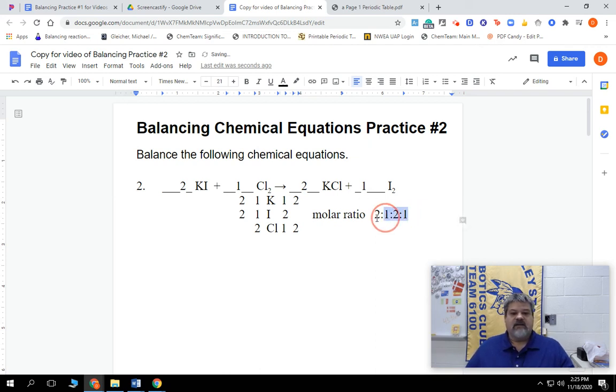I always, again, like to highlight it and take a last look at it. Can I reduce it? I cannot reduce it, so we're going to make it bold, highlight it in there, and there's our molar ratio, or our balanced chemical equation, for problem number 2.